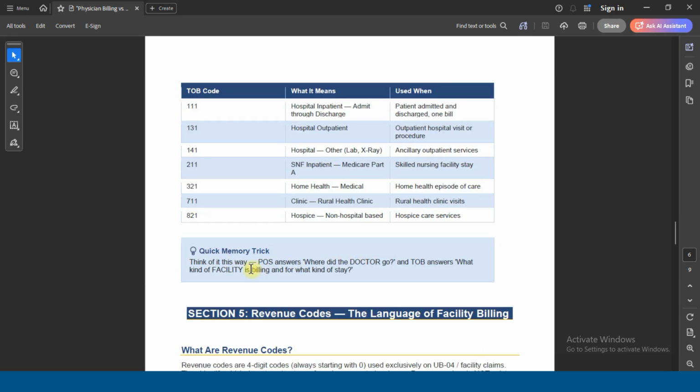Think of it in this way: POS answers where the doctor went, and TOB answers what kind of facility is being billed and for what kind of stay. So these are the key things you need to remember.